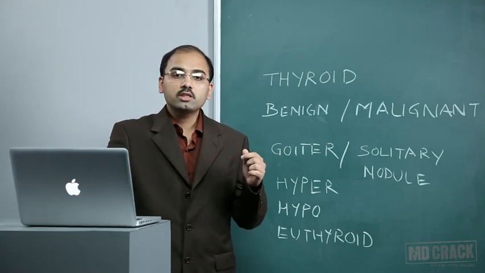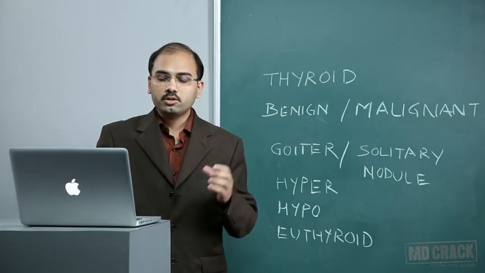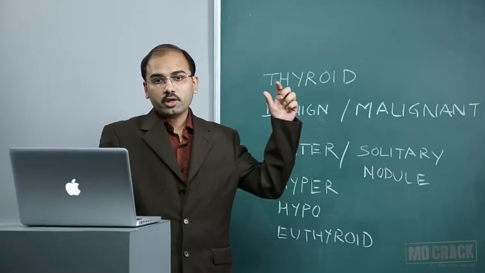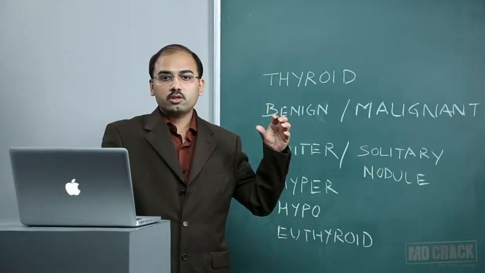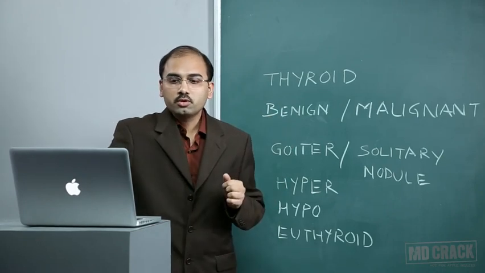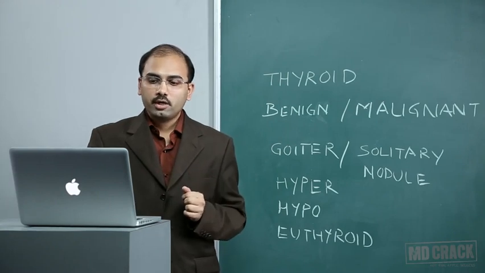So you get increase in TSH levels in primary hypothyroidism. So what do you mean by that? Whenever there is decreased formation of thyroid hormones by the thyroid gland, the blockage to the pituitary is not there. So the pituitary will secrete more of the thyroid stimulating hormone. So it is seen in Hashimoto's thyroiditis.